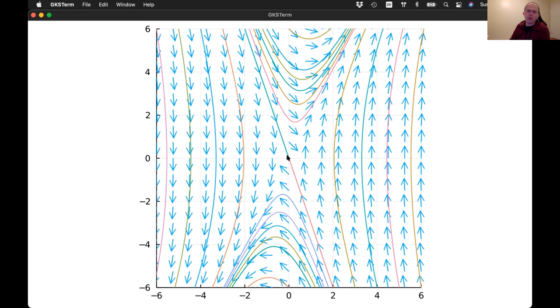So anyway, this is probably good enough. We sort of see all the different solutions that we're getting from this differential equation, starting with different initial conditions.